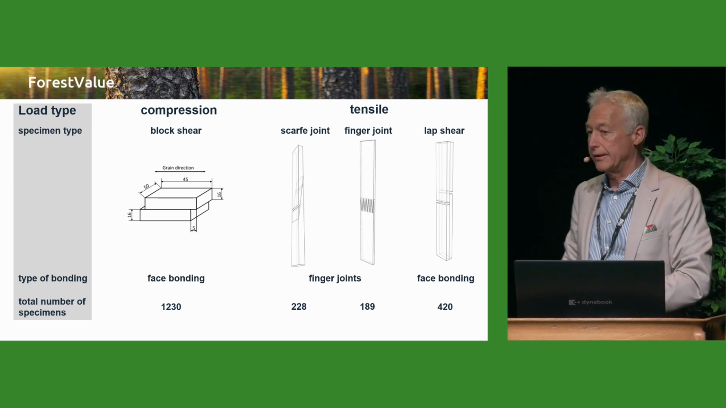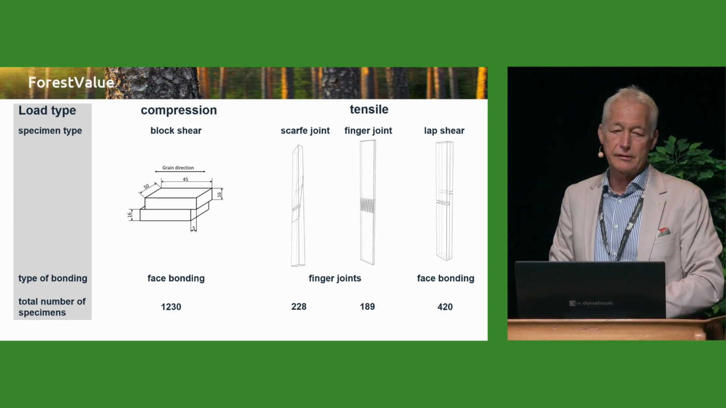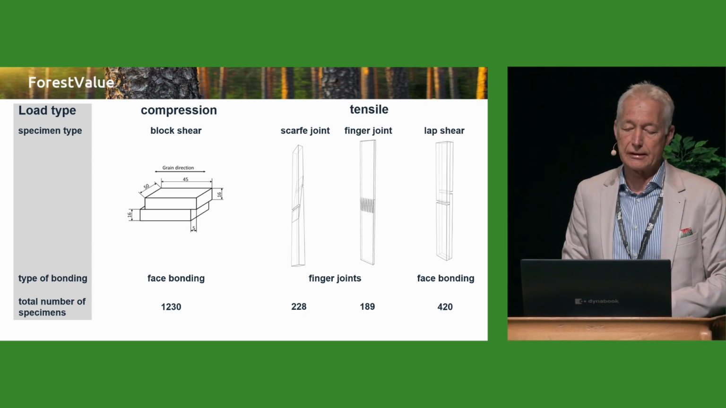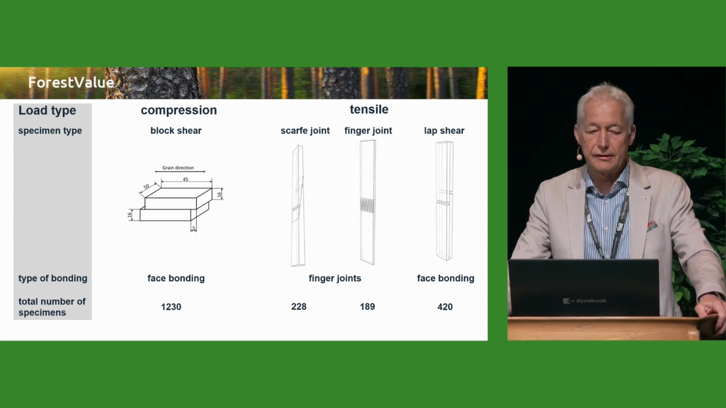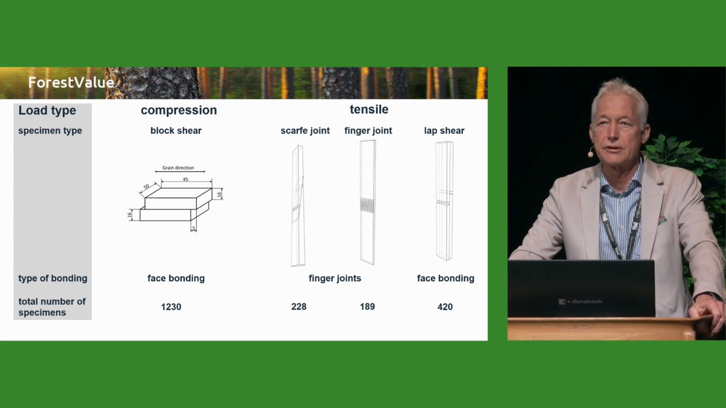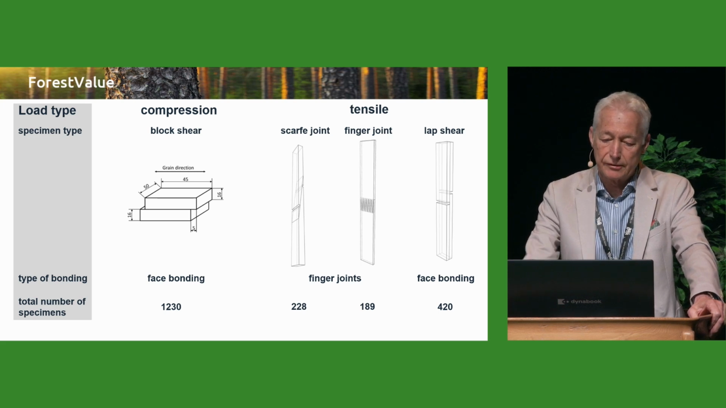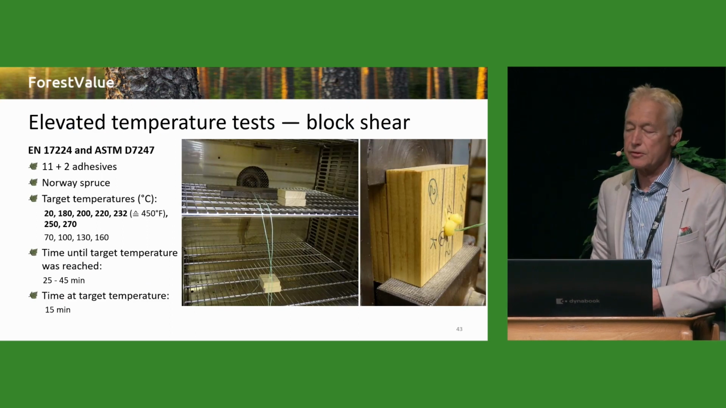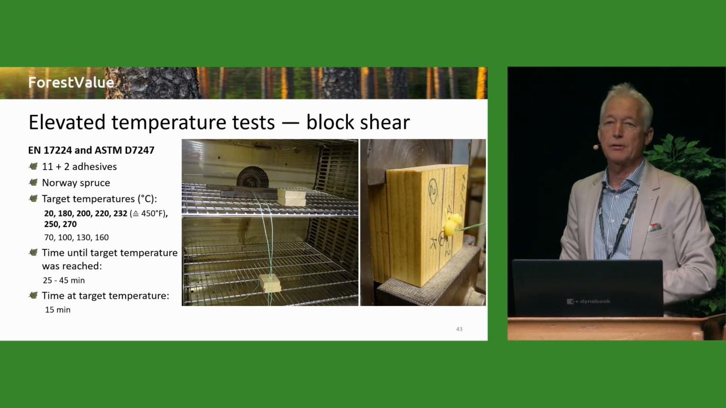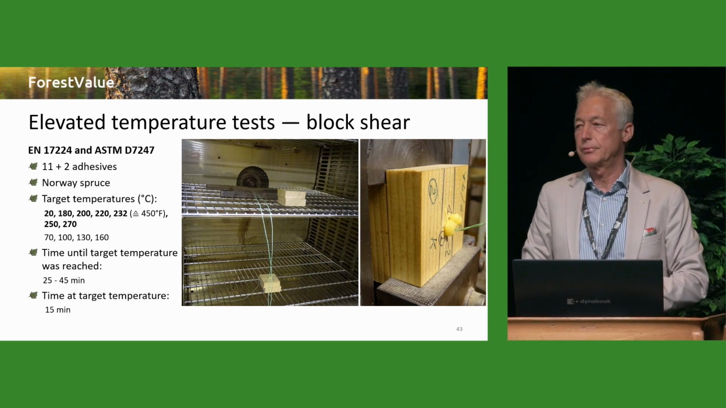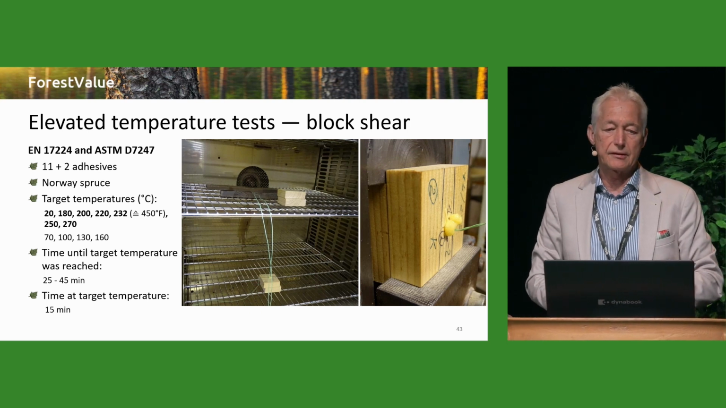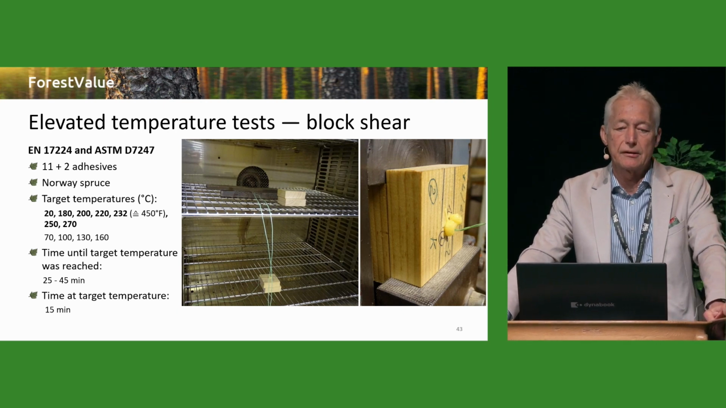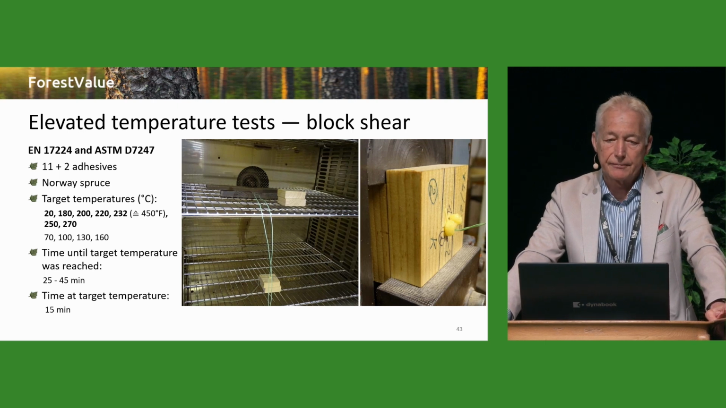Now here you see the tiny specimens we looked at. So we had compression shear tests, scarf joints, finger joints, and lap shear tests. And in total, just to give you an idea, with this number of adhesives, we had more than 2,000 small-scale tests. Now, the first one is a simple block shear test, which follows the provisions given in EN 17224, which is, say, a copy of the American standard 7247.